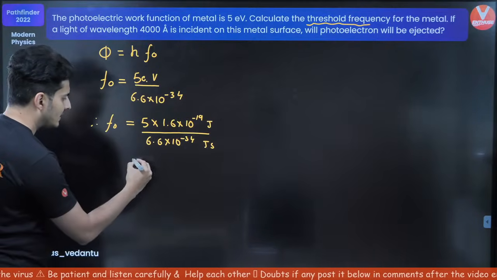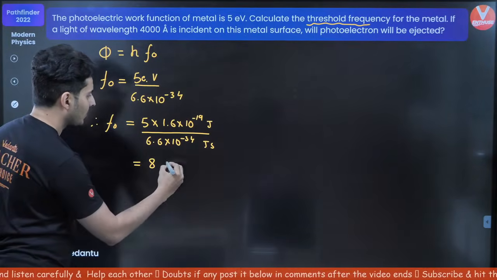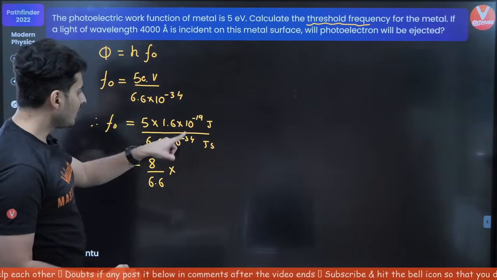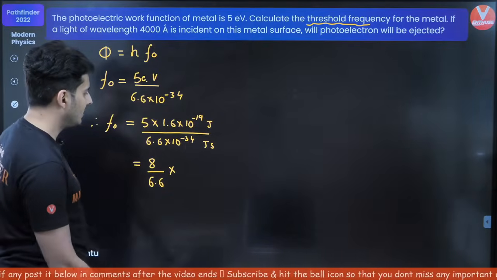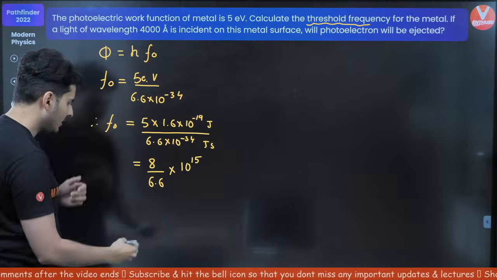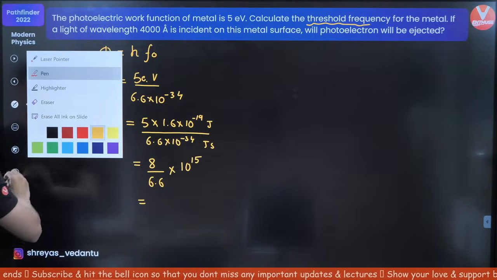Okay, so 16 5s are 80, so 1 decimal, so it will just become 8, and this will be 6.6 of course, into 10 to the power 34 goes on the top, 34 minus 19, that's 10 to the power 15 I suppose. You can do the calculations on the side maybe.